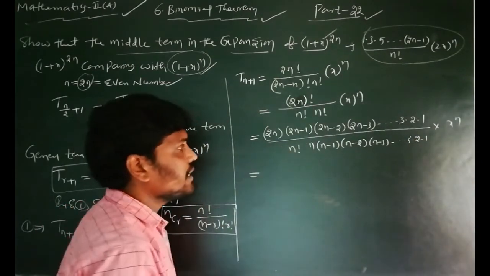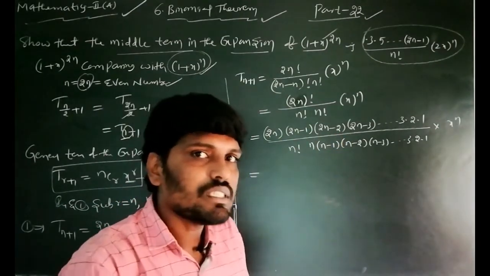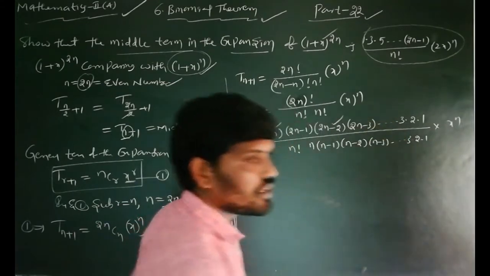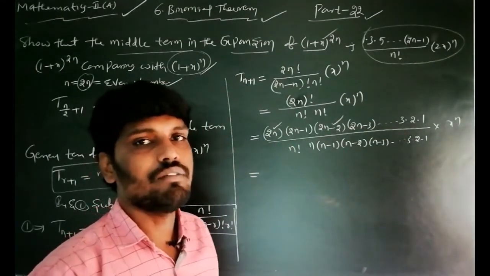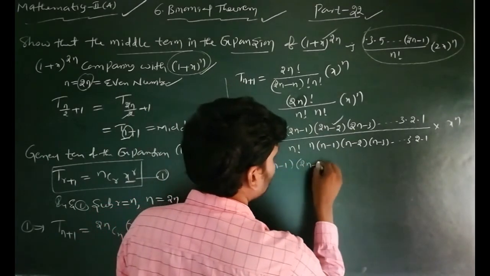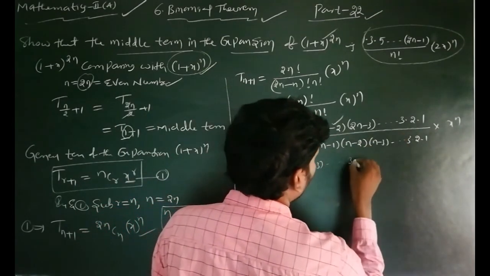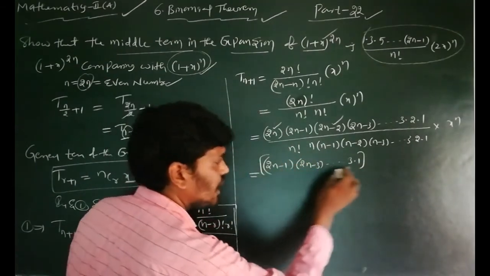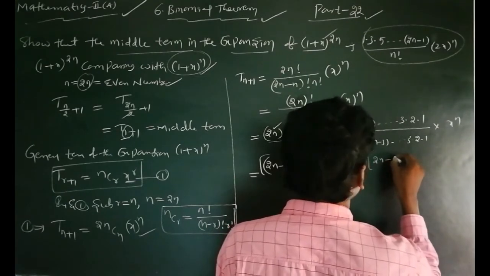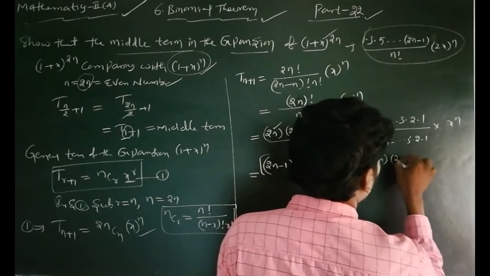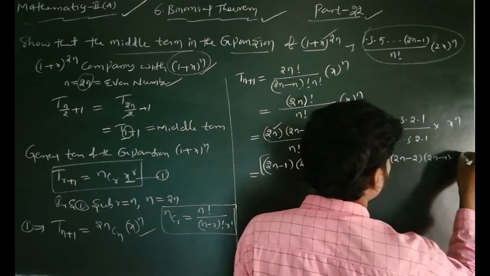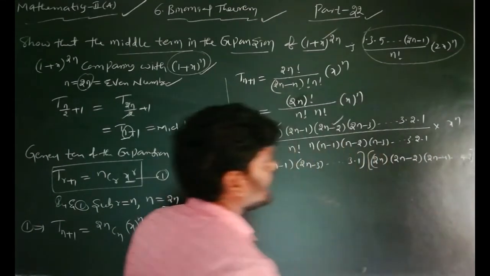After that, here in this total term, there are even numbers and odd numbers. Here 2n is even, 2n minus 2 even, 2n minus 4 even, 2n minus 6 even, these are even. Here odd is what? 2n minus 1 odd, 2n minus 3 odd, and so on, 3 odd, 1 odd. This is the odd terms. Next, even terms what? 2n, 2n minus 2, 2n minus 4 and so on, 4 into 2. This is the even terms.